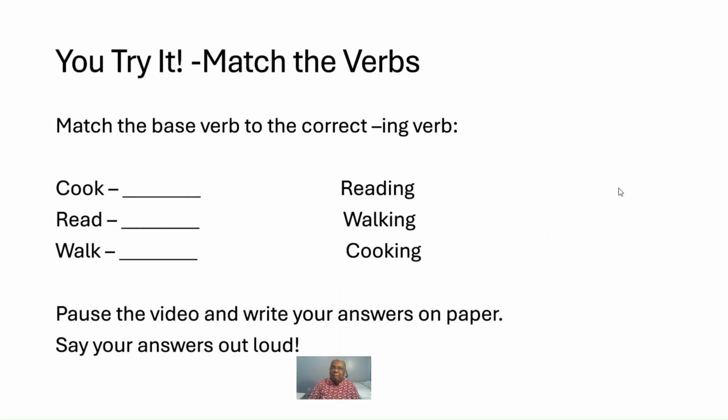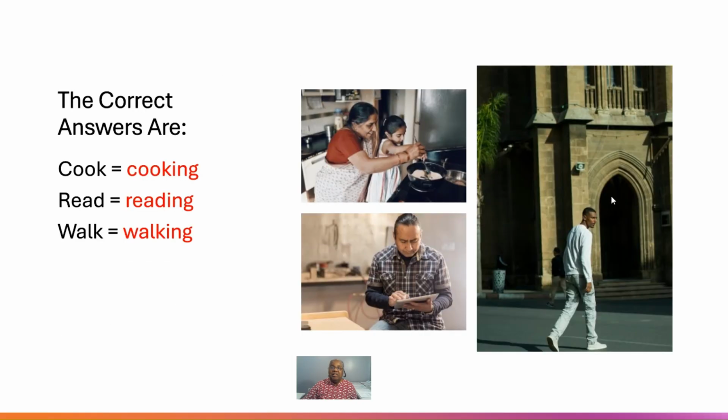You try it. Match the verbs. Match the base verbs to the correct ing verbs. Please pause the video and write your answers on paper or say your answers out loud. The correct answers are cook becomes cooking, read becomes reading, walk becomes walking.